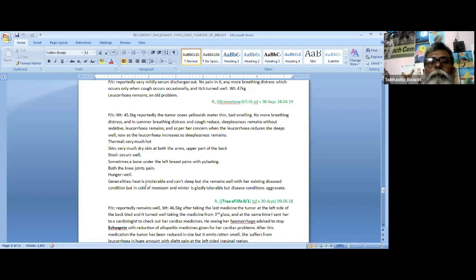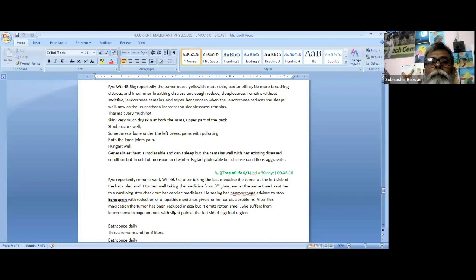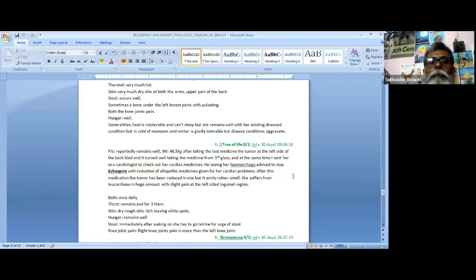Hunger well, generally it is intolerable and she cannot sleep, but she remains well with her existing disease condition. But in the cold of monsoon and winter, it is gladly tolerable, but the disease condition aggravates. See, in the cold of monsoon, rainy season and winter, it is very much welcome to her, but her disease condition aggravates. But she feels that, well, I'm fine. I have given Tree of Life on 9 June 2018.